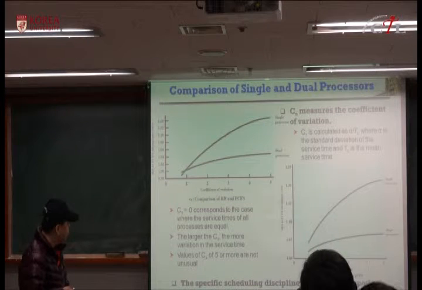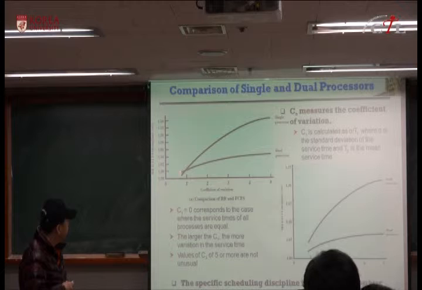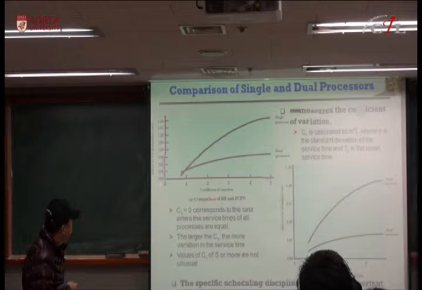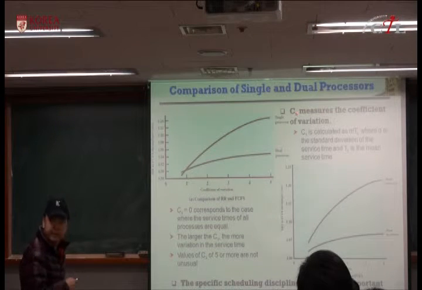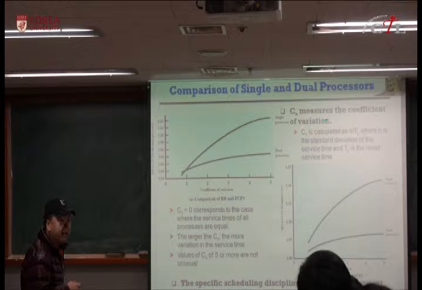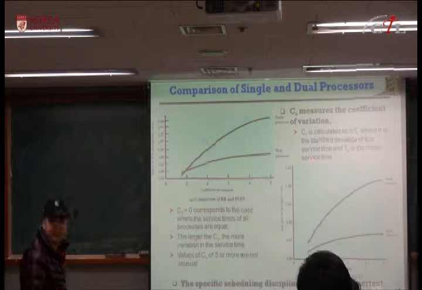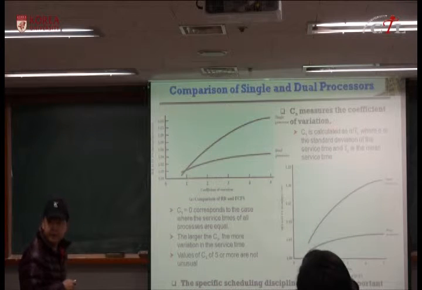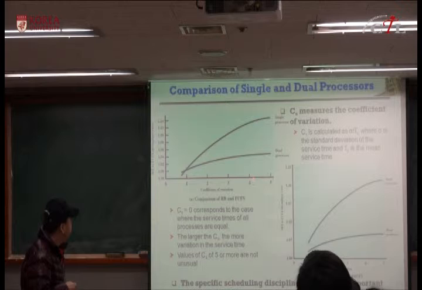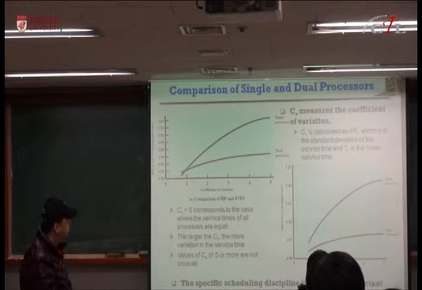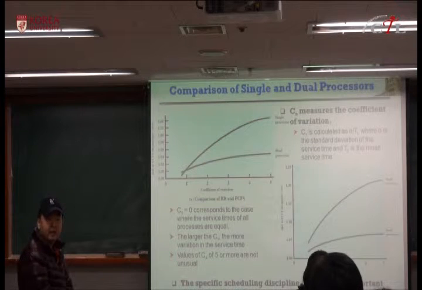So here we are looking at this curve. This is the first curve, and the x-axis is the coefficient of variation, called CS, which is calculated as delta divided by TS, where delta is the standard deviation of the service time and TS is the mean service time. So compared to the mean service time, how much standard deviation it has. If you have CS of 5, then the standard deviation is about 5 times bigger, which means there is a lot of variation in the service time.